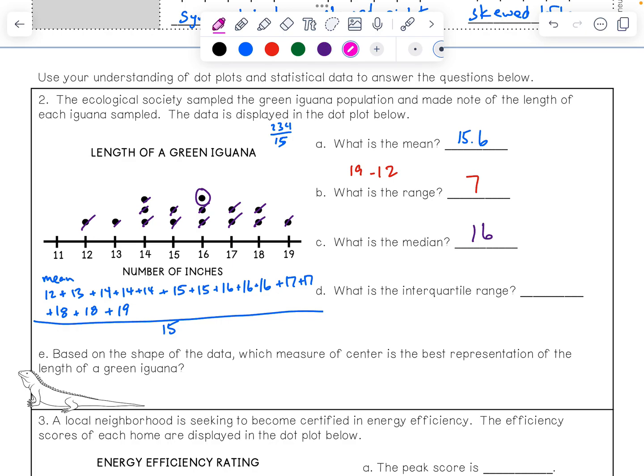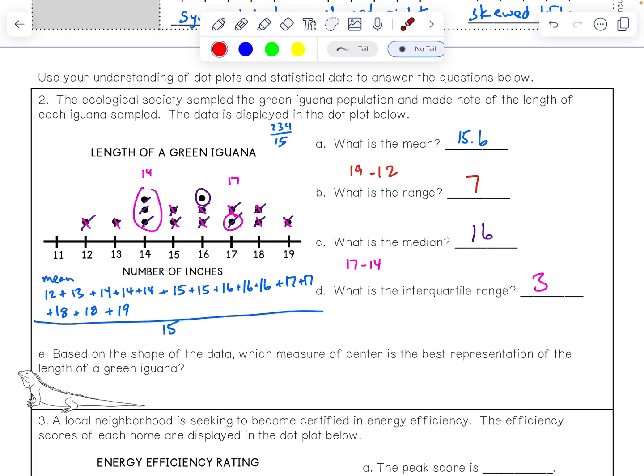So let's use pink. Cross it off. Let's do this one. 2, 2. And then it looks like I'm in the middle already. So the first lower quartile is 14. And look at the upper quartile. Scratch this one off. This, 3, 3, and it looks like 17 is going to be our upper quartile. So it's 17 minus 14, which gives us an interquartile range of 3.